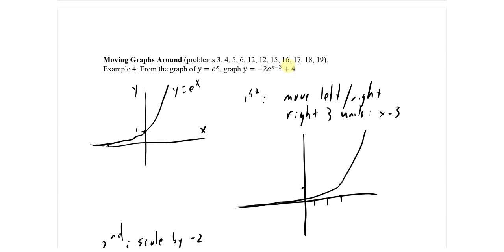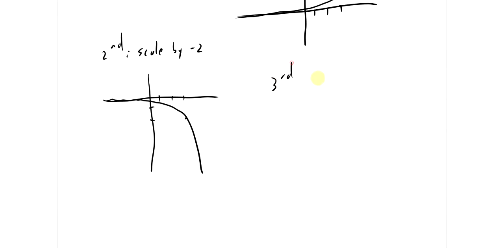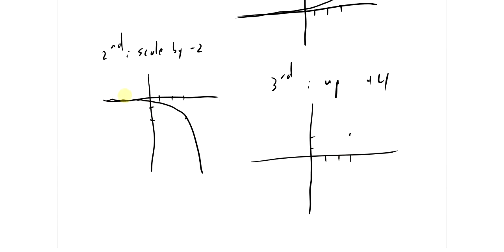And then the third thing is the plus 4. Up by plus 4. So when we're graphing things, it's always left to right, scale, up and down. That's the order to do these things in. And so now what happens to this point, it goes up 4, which is going to make it at 2. The tail now goes up 4 units as well. It went from 0 up to 4, so the tail is going to be at that height.